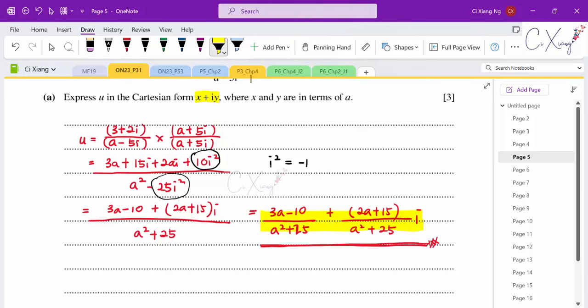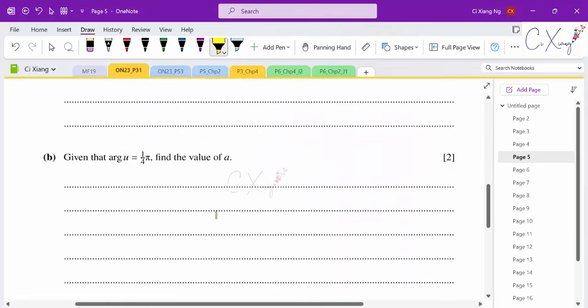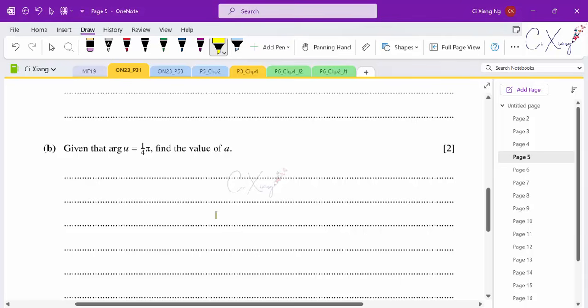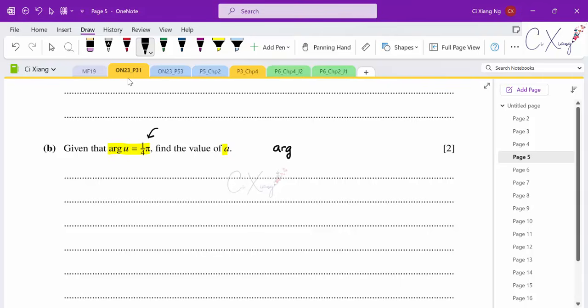Okay, so that's part A. Then let's continue to part B. For part B, they are saying that the argument of u equals pi over 4, so find the value of a. To find the argument, we know that pi over 4 is in the first quadrant. So for this question, to find the argument of u, it should be tangent inverse y over x.